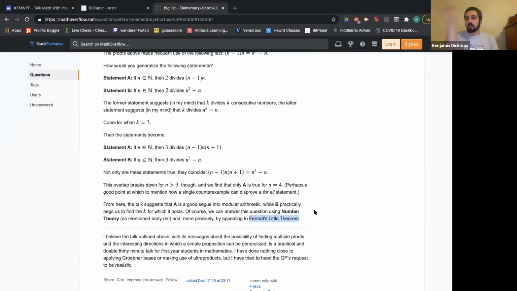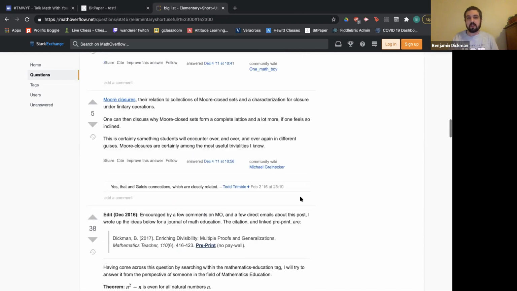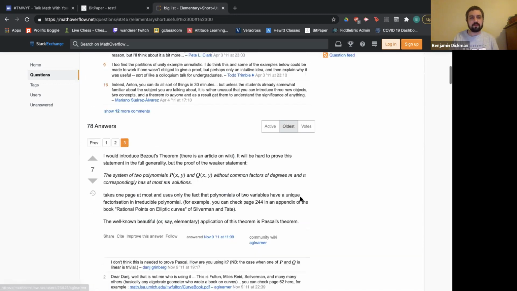So if you're wondering what the loop back is, from my perspective, if you tell me I have 30 minutes with undergraduates, this is the sort of thing I'd be talking about, rather than something like a completeness theorem, or, I don't know, ultraproducts. So hopefully that answers that question. Are there other rants?